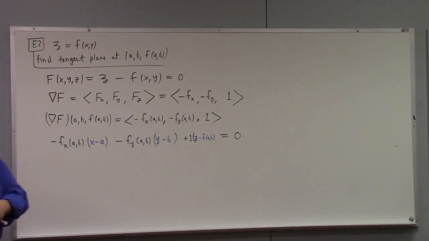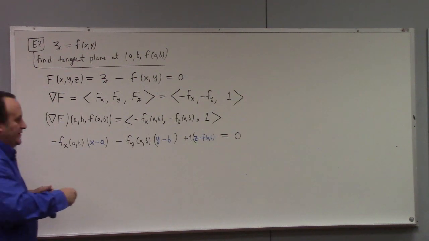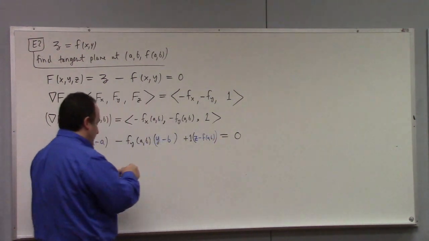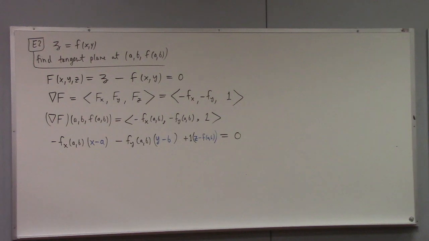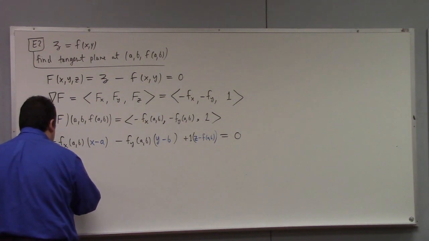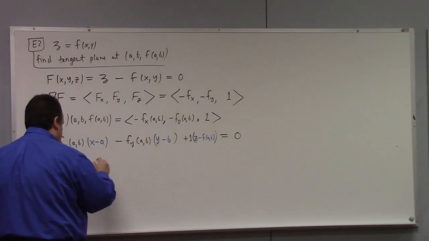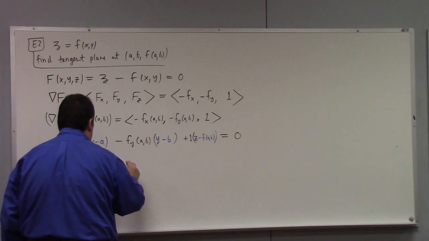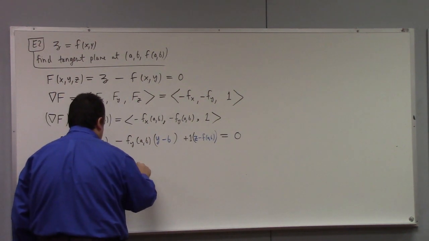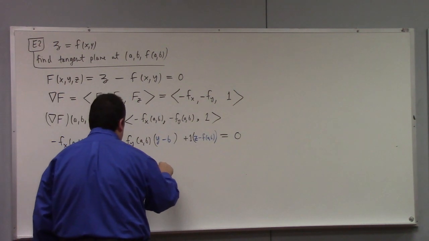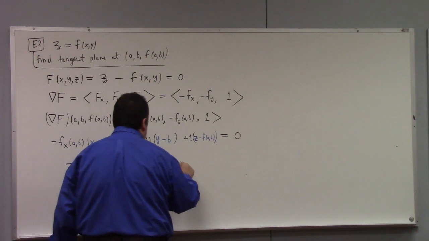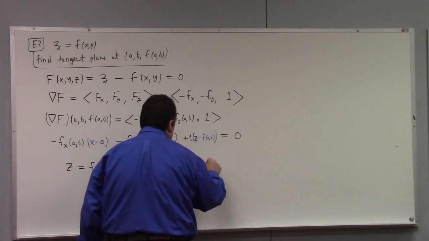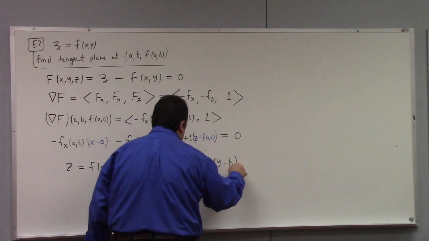Now let's write this equation over again. See, because the tangent plane to a graph is itself a graph. Check this out. So we have z equals to what? Solve for z. What do you got? z equals f(a, b) plus f_x of (a, b) times (x minus a) plus f_y of (a, b) times (y minus b).